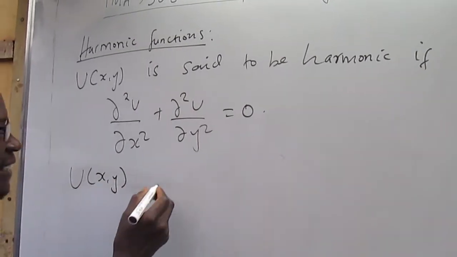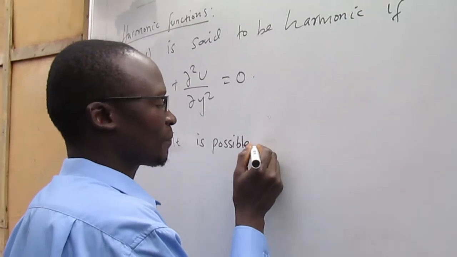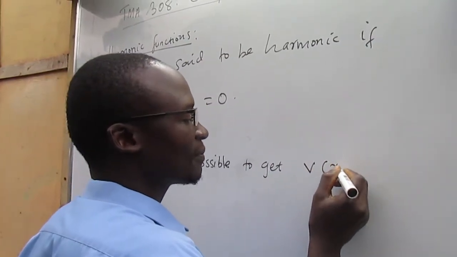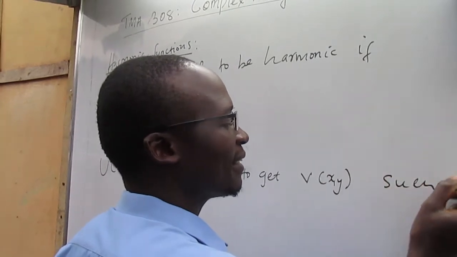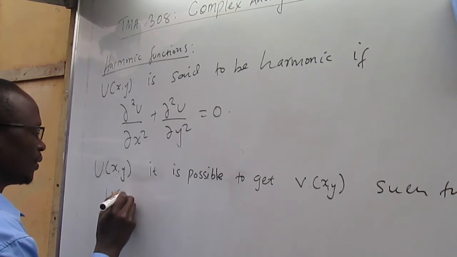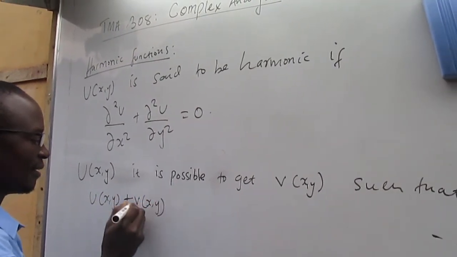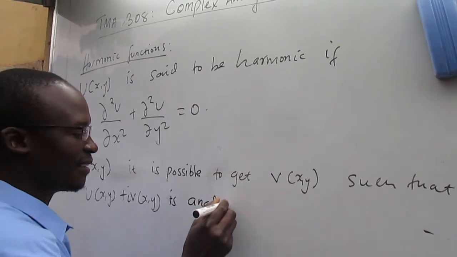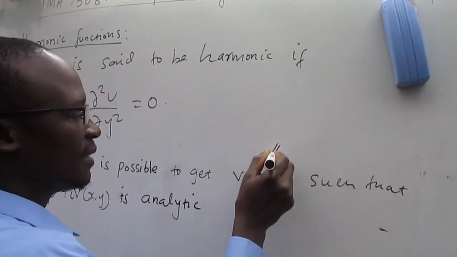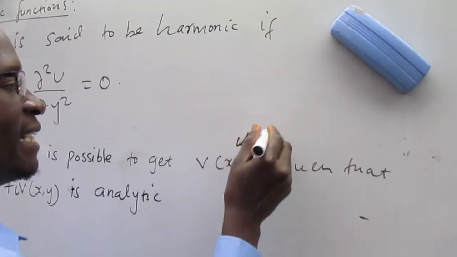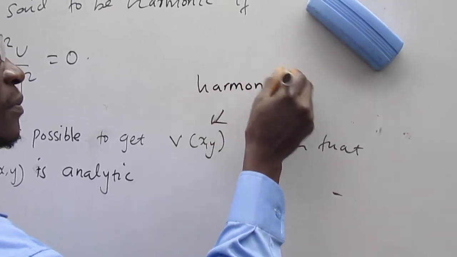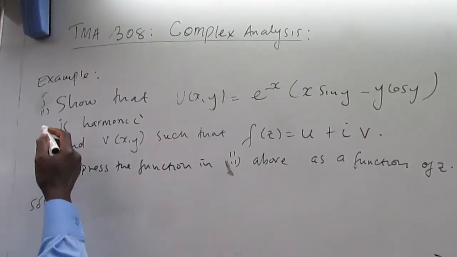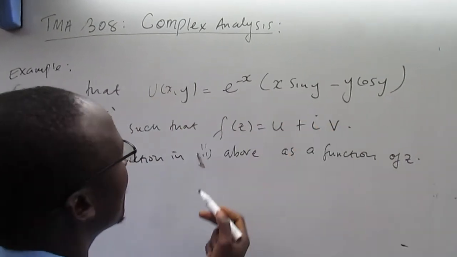u of x, y, then it's possible to get a function v of x, y such that u plus i v of x, y is analytic. So this function v of x, y is called the harmonic conjugate to u of x, y.